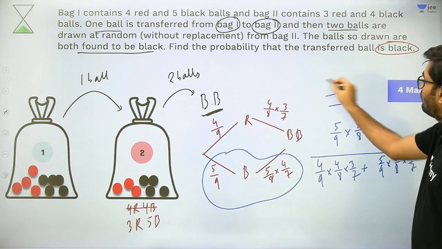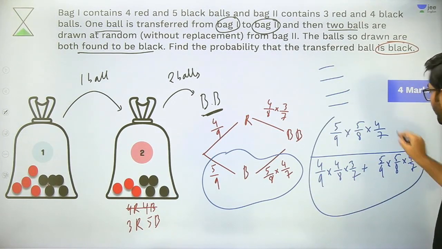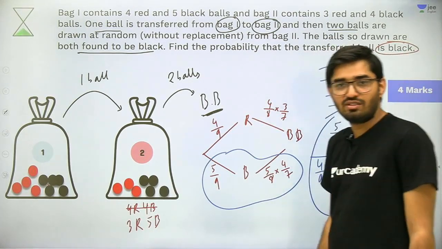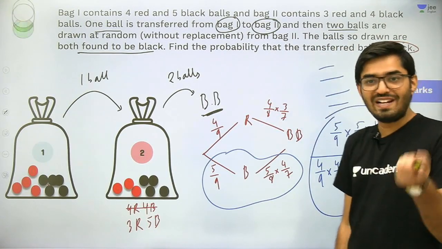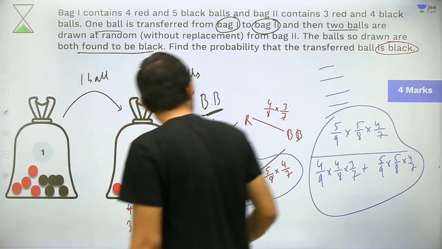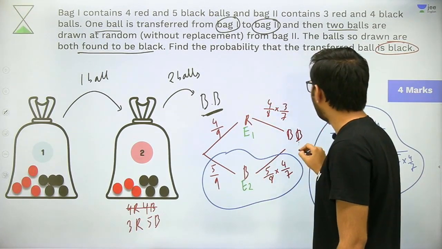But before this you have to write 2-3 steps, and I will tell you that also. If you solve this, you will get your answer, but before this you have to write some steps. You have to define the events. If you want full marks, you definitely have to define the events. This event you can take as E1, this one as E2, and this one as E.